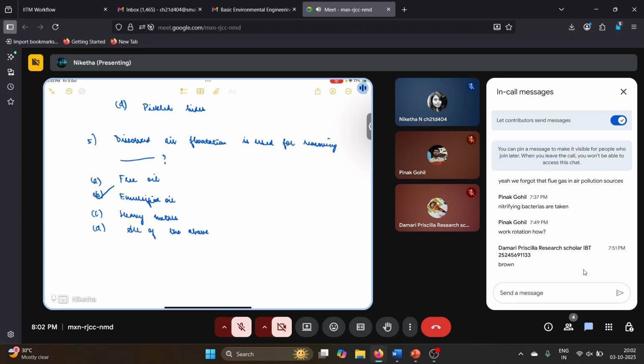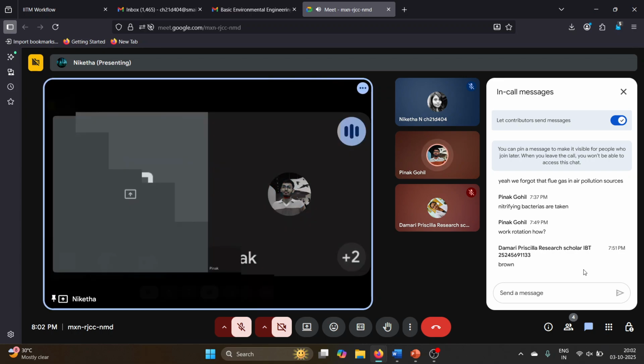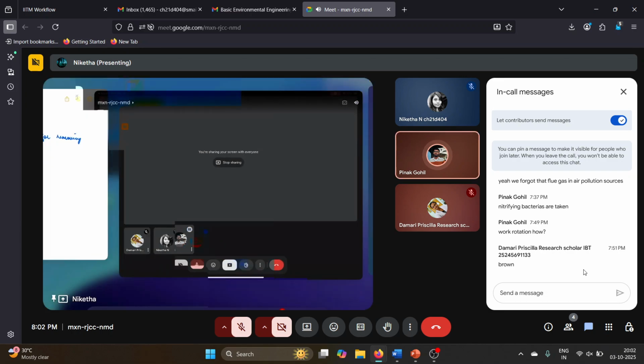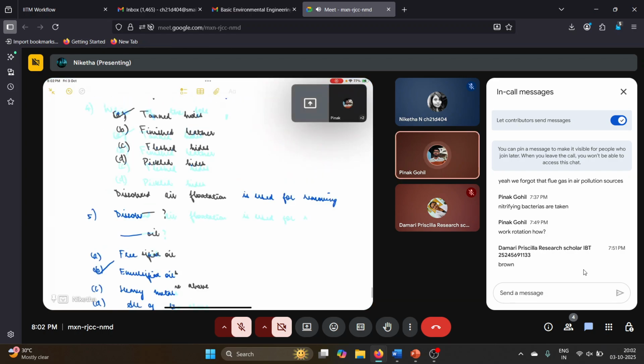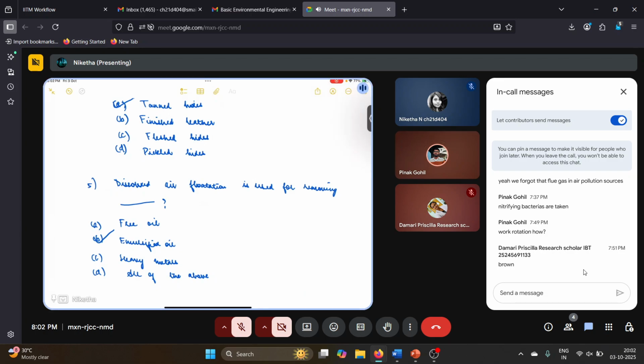Okay, so with this we have come to the end of today's lecture. Ma'am, free oil is separated on the basis of density separation. Which one? Density separation, using bands.